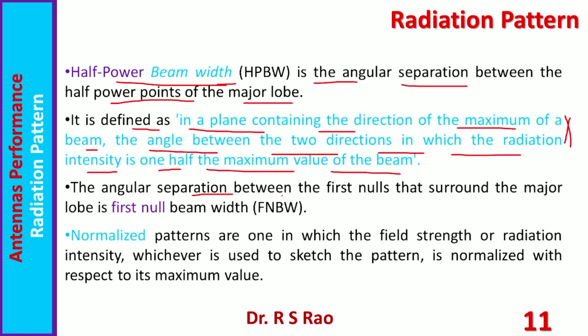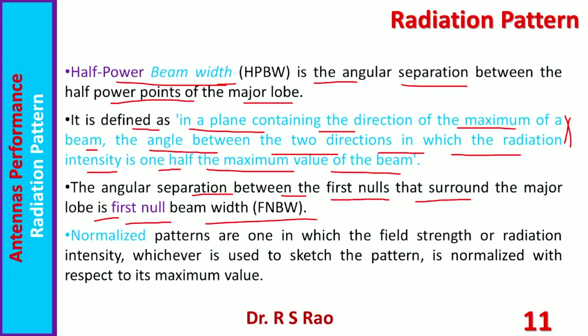The angular separation between the first nulls that surround the major lobe is the first null beamwidth. The width of the beam is an important parameter. Sometimes, in some applications, it is essential for the beamwidth to be as small as possible. It is specified either by half power beamwidth or by first null beamwidth.